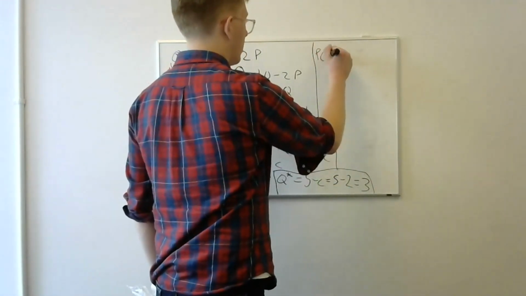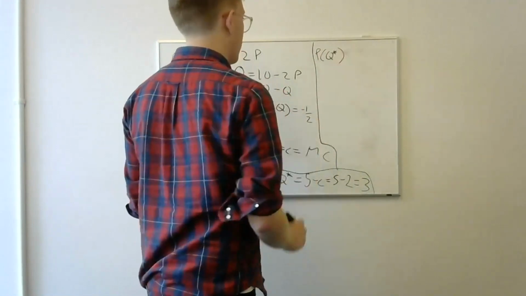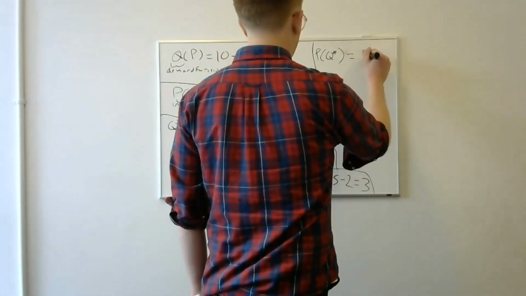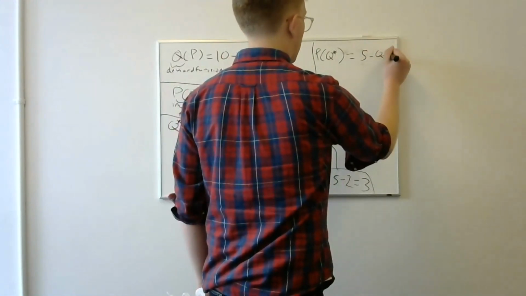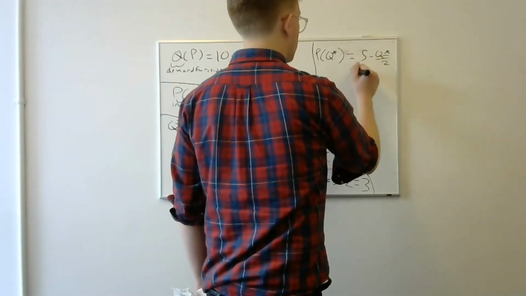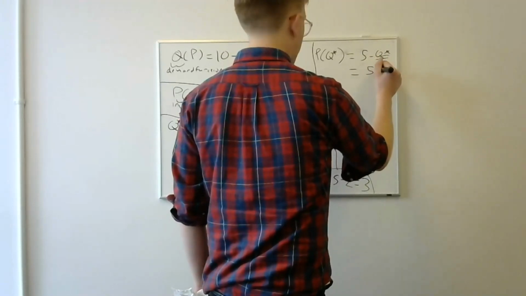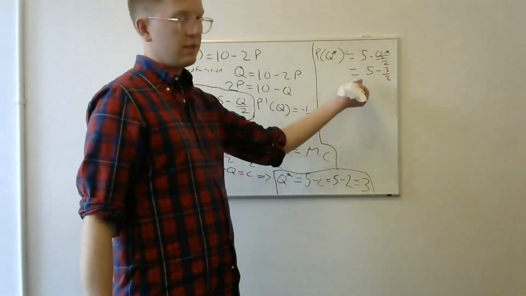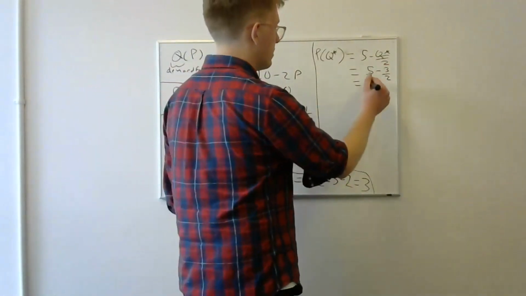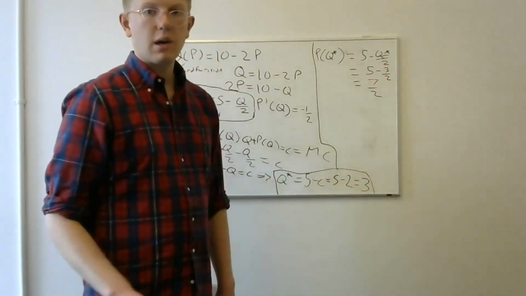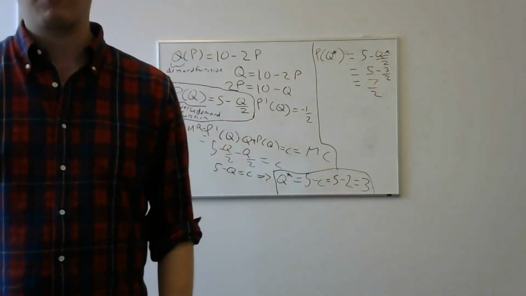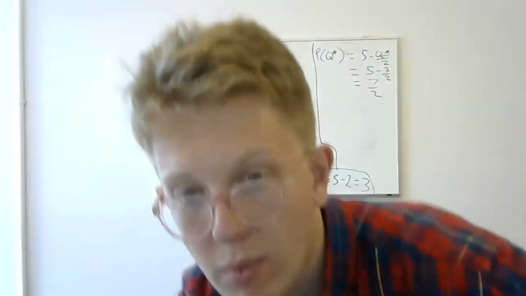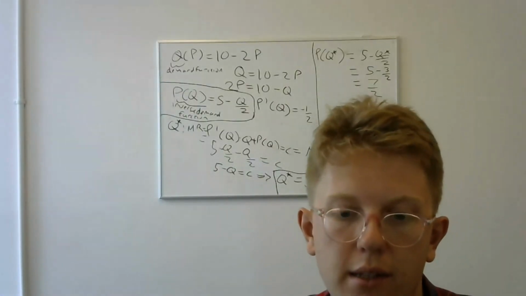Well, it's just going to be P of Q star. So I'm just going to plug in there, and what I'll get is 5 minus Q star over 2, which is then equal to 5 minus 3 over 2, which notice this is 10 over 2, so then this is equal to 7 over 2. Okay, and so that's how we solve for price once we know optimal quantity. Okay, so now let's go to the slides.